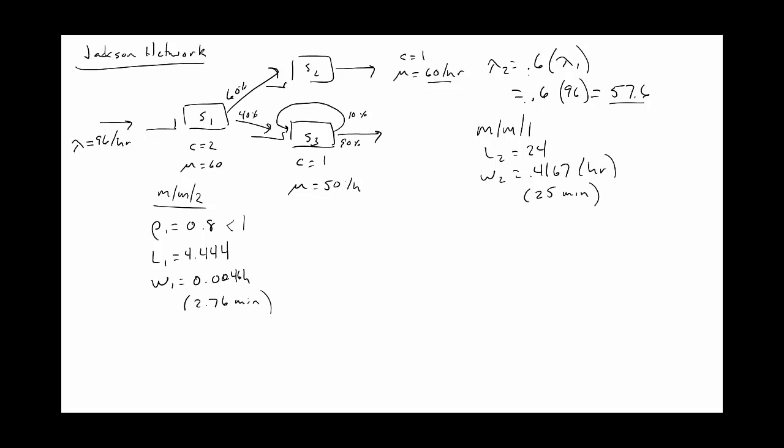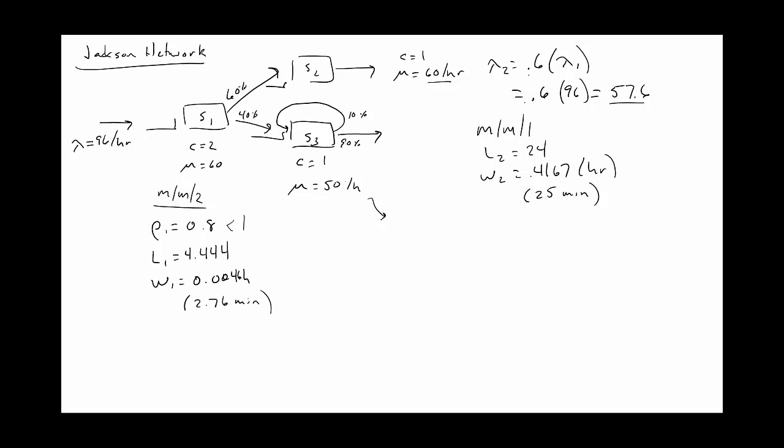So if we treat these independently, everything that goes to S1 spends 2.76 minutes. Those that go to S2 spend an additional 25 minutes. So the entities that traverse from S1 to S2 spend roughly 27.76 minutes in the system. For server 3, we have this reentrant flow, and so that complicates things just a little bit. Not too much, but a little bit.